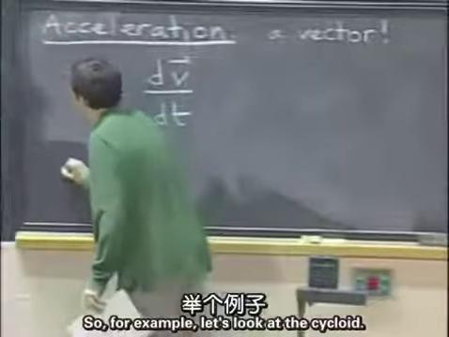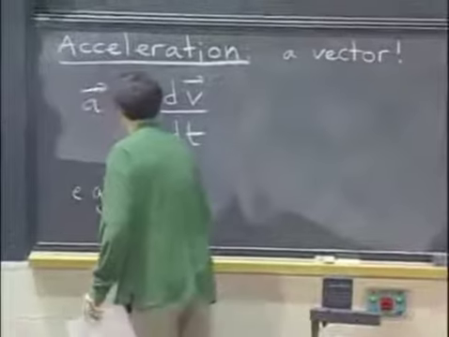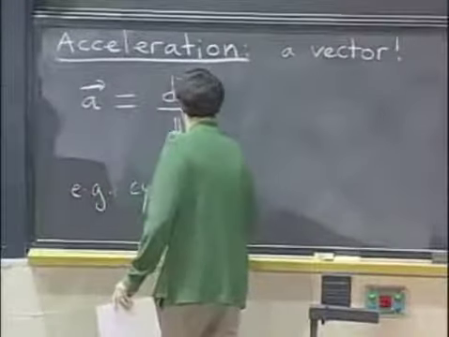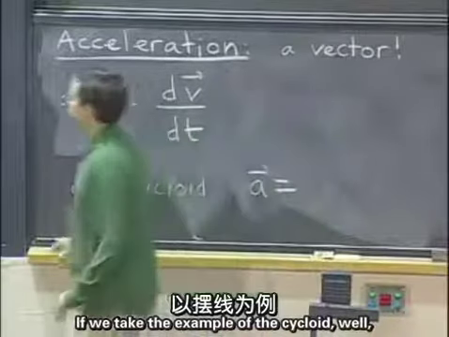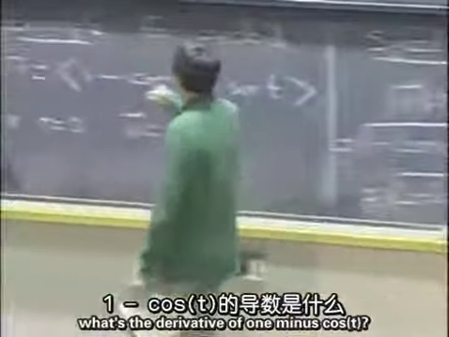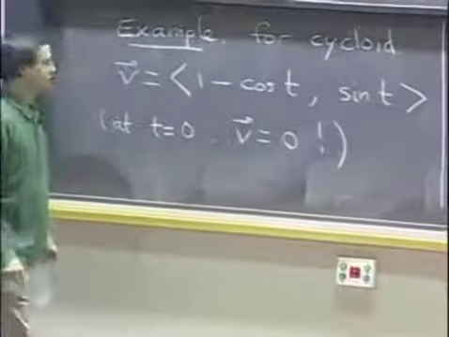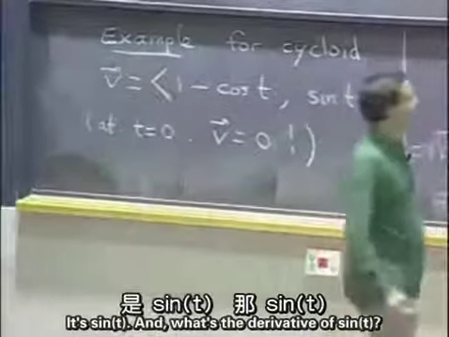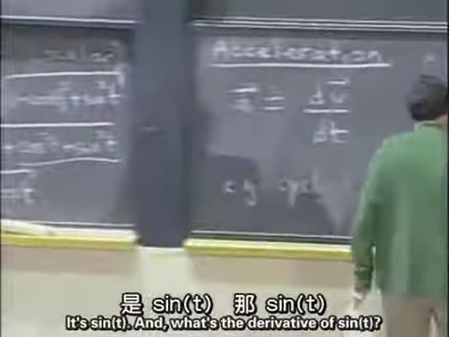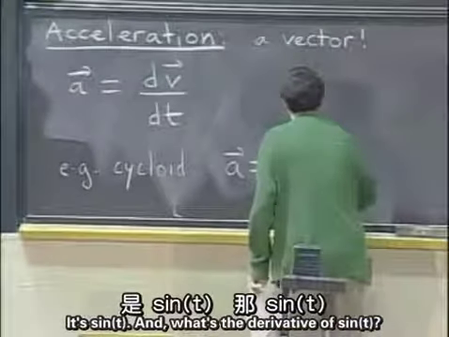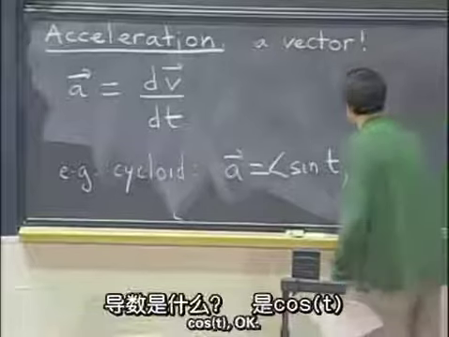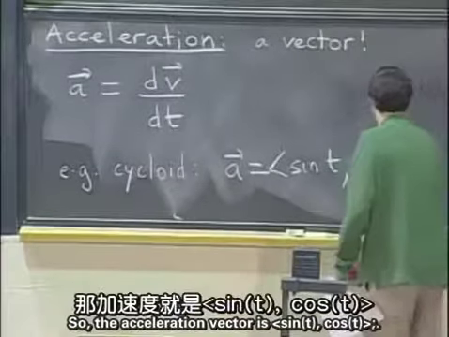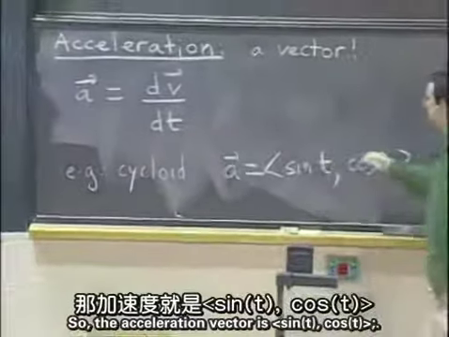So, for example, let's look at the cycloid. If we take the example of a cycloid, what's the derivative of 1 minus cosine t? It's sine t. And what's the derivative of sine t? Cosine t. So the acceleration vector is (sine t, cosine t).